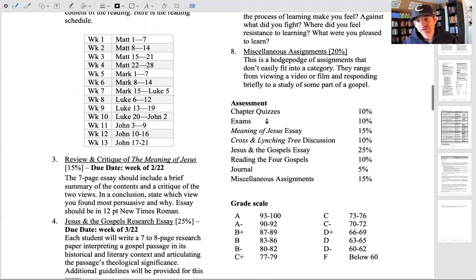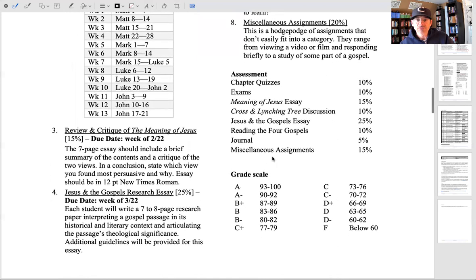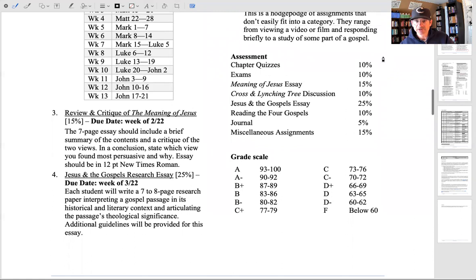Yeah, so those are the assignments: chapter quizzes, exams, meaning of Jesus, The Cross and the Lynching Tree, Jesus in the four gospels essay, reading the four gospels, journal, and miscellaneous assignments. And that's the breakdown. Obviously, the biggest one here is the 25% on the Jesus and the Gospels essay.